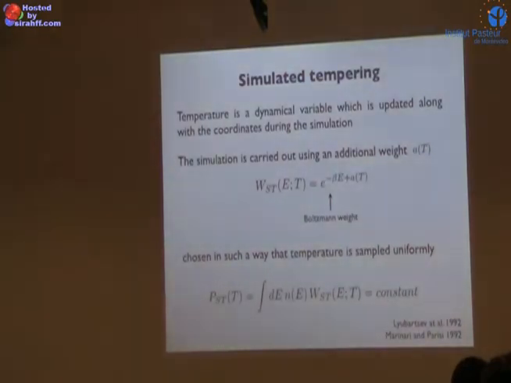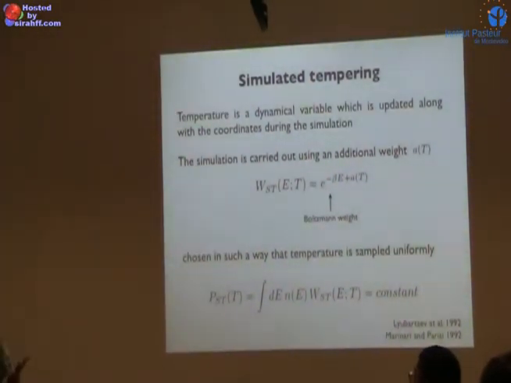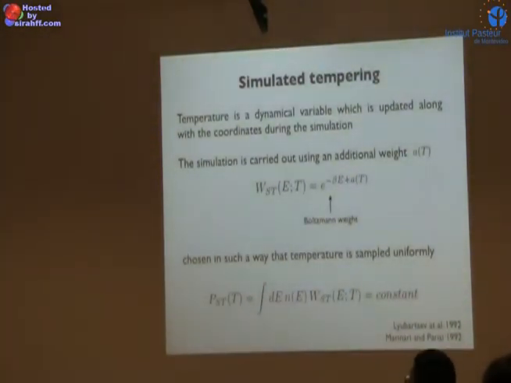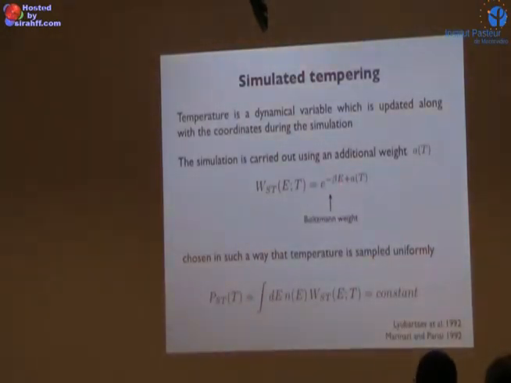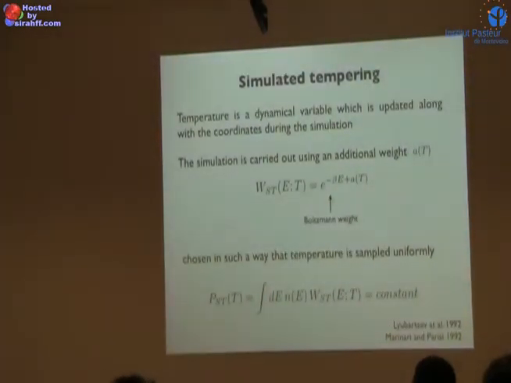So the idea is that the temperature is itself a dynamical variable. You want to sample temperature along with the coordinates of your system. To do this, to your Boltzmann weight, which is the weight with which configurations are distributed at a certain temperature, you add another term, a function just of the temperature. So this is how you generate, in your Monte Carlo procedure, for example, new configurations. This is the distribution that you want to sample.